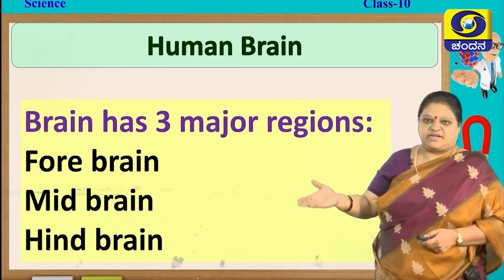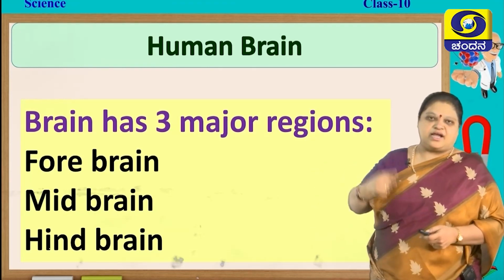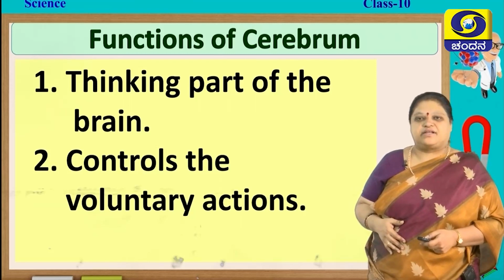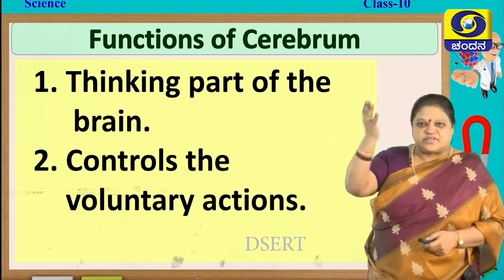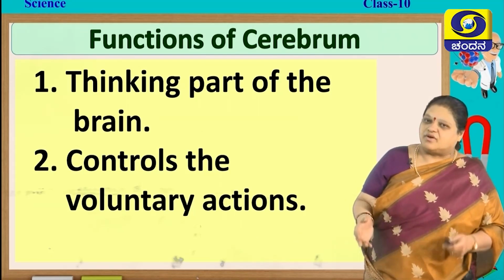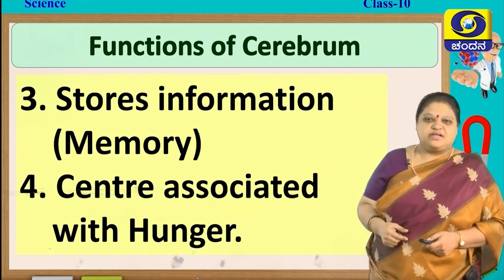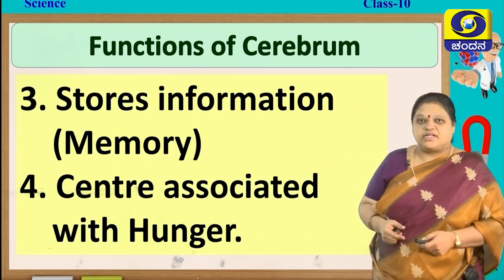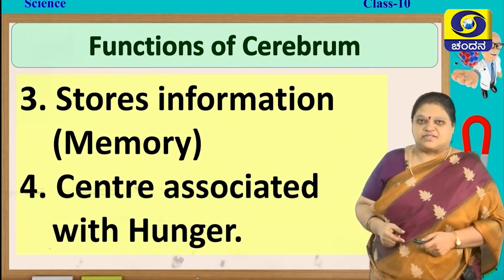Next, please write down, brain has three major regions: forebrain, midbrain, and hindbrain. And what are the functions of this forebrain? In that forebrain you find cerebrum. So it is the thinking part of the brain. It controls the voluntary actions, stores information in the form of memory. It is the center associated with hunger. Not only that, it receives sensory impulses from sense organs.